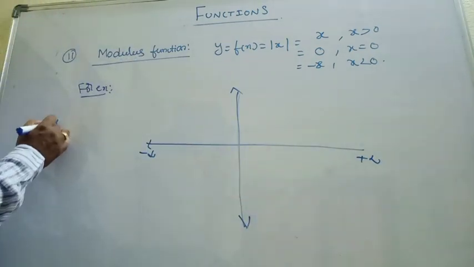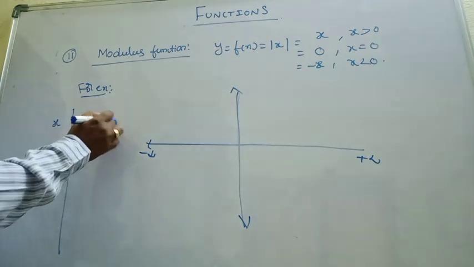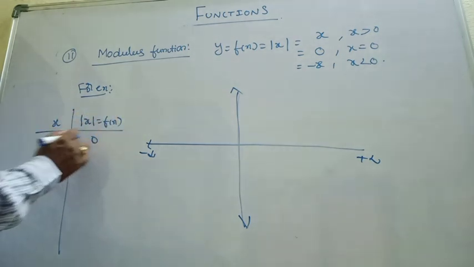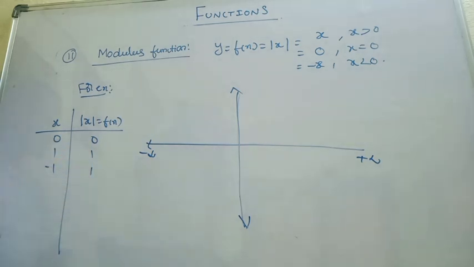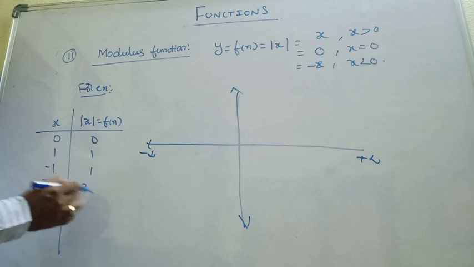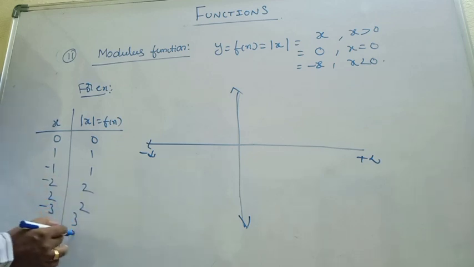Even this, f(x) = |x|. If you give 0, it gives 0. If you give 1, it gives 1. Minus 1, it gives 1, because the modulus of minus 1 is 1. Minus 2 becomes 2. If you give 2, 2. Minus 3 gives 3, and 3 gives 3, like this.